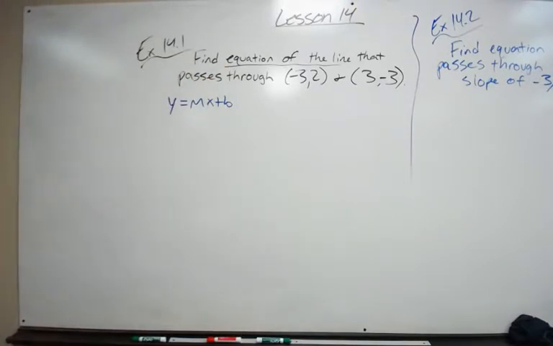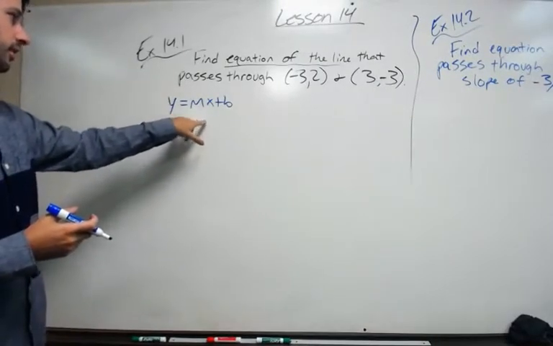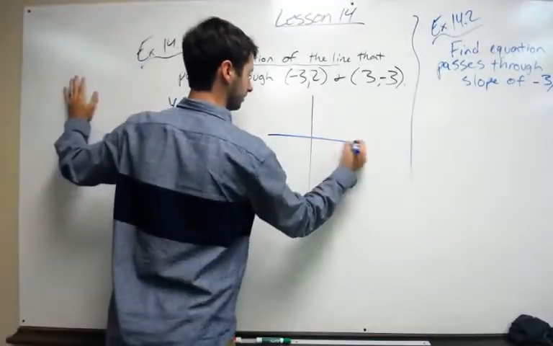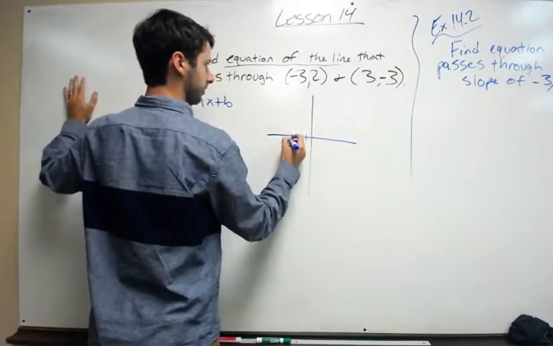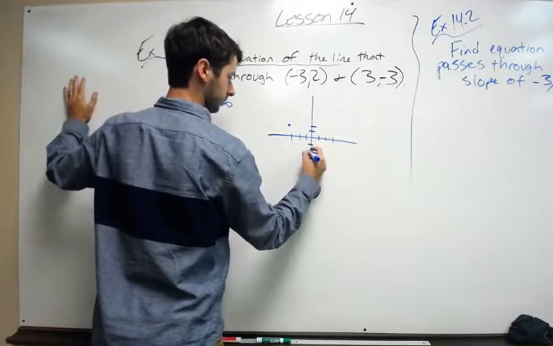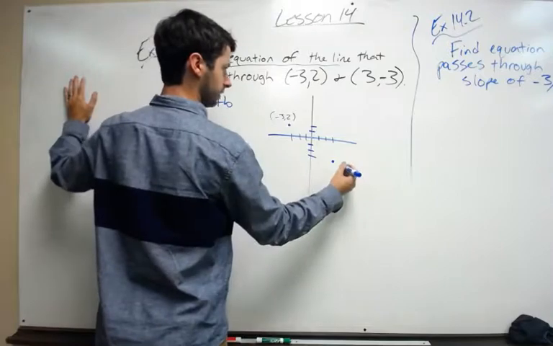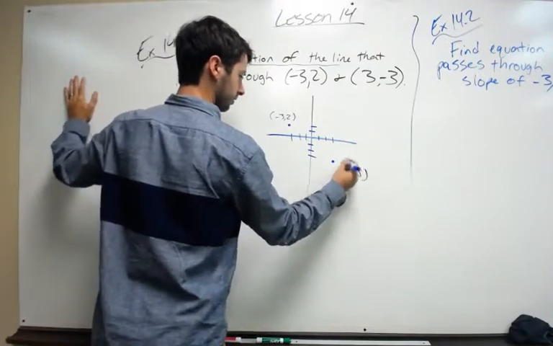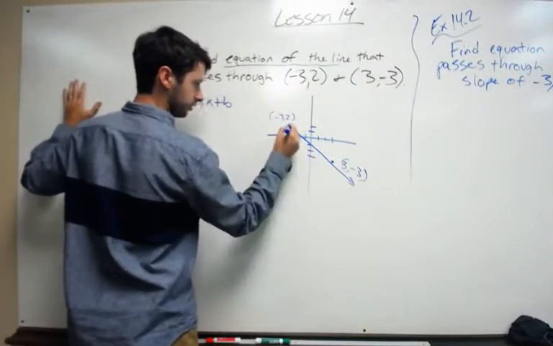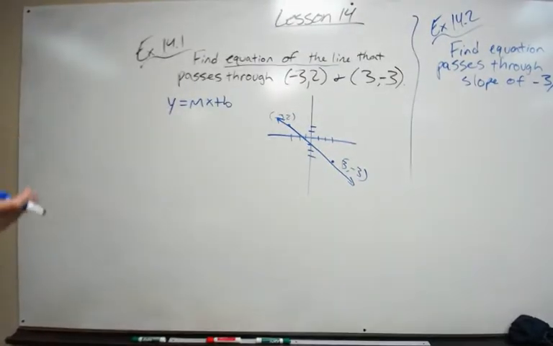Now we basically have to figure out what the line is that goes through the points. I'll just draw them out so we can see it. -3, 2, and 3, -3. So these two coordinates are what we are given, and we have to figure out the equation of that line in y equals mx plus b form.